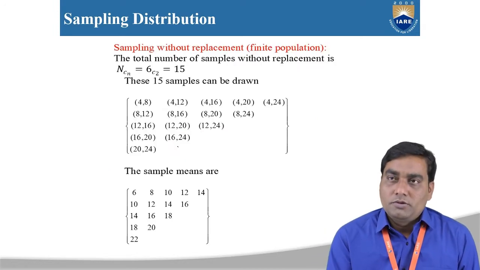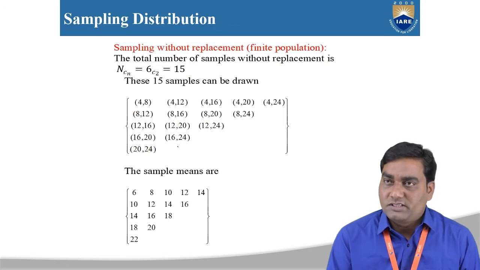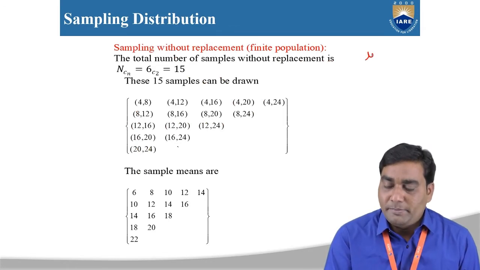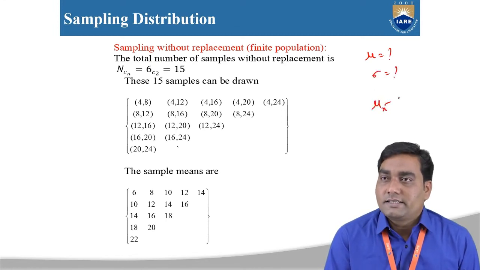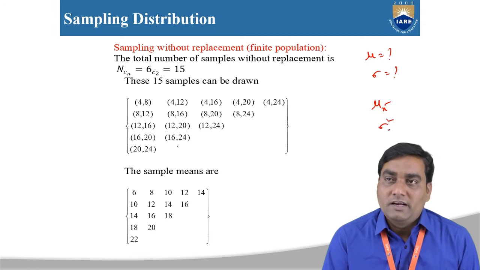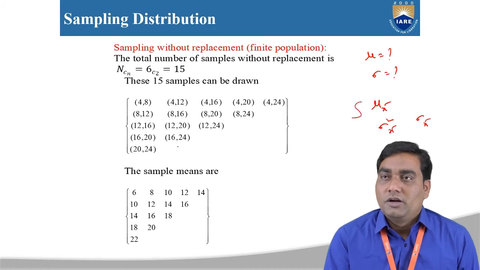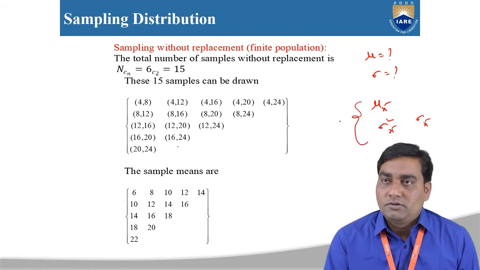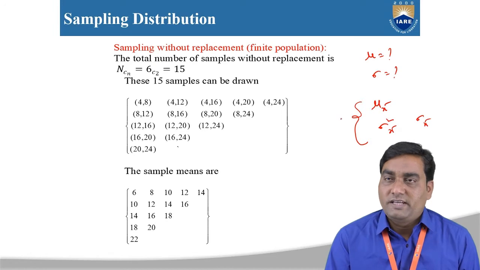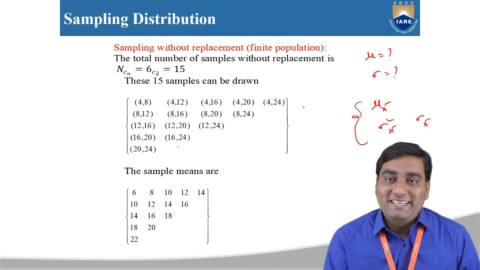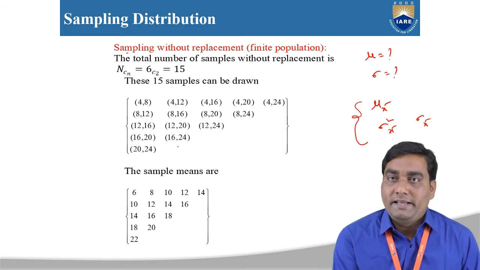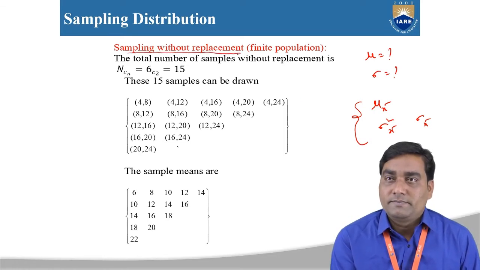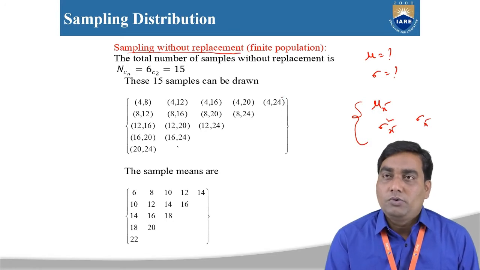Now, the problem consists of 4 sub questions. The first 2 questions, mean and standard deviation, are completed. Now we are going to discuss the mean of the sampling distribution and the variance, or SD, of the sampling distribution. To find these values, first we have to choose how many samples we can draw in the without replacement case, that is, sampling without replacement.